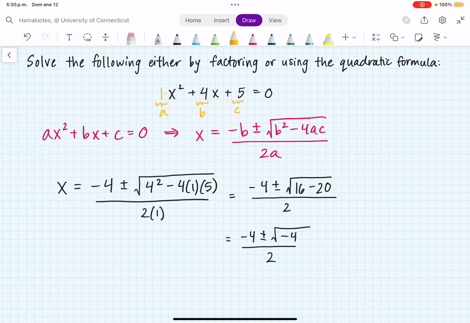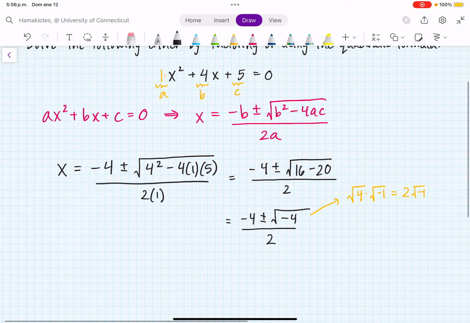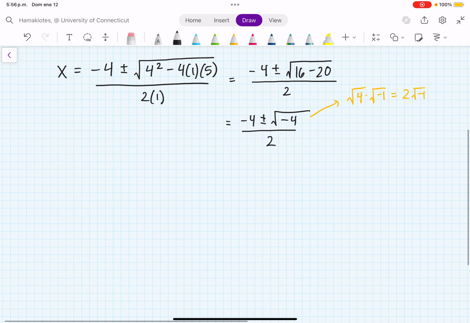So for negative 4, we can write this as the square root of 4 times the square root of negative 1, which is 2 times the square root of negative 1. So this is equal to minus 4 plus or minus 2 root minus 1 over 2.